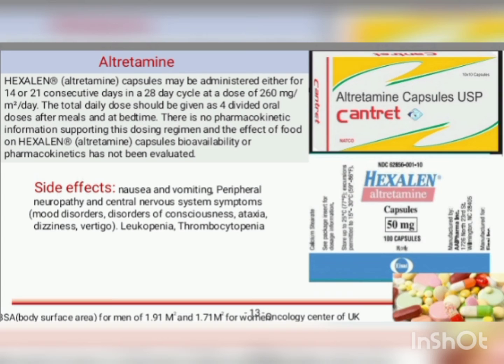pharmacokinetics has been evaluated. Altretamine is used to treat cancer of the ovaries that has not improved or that has worsened after treatment with other medication. Altretamine is a medication in the class of medications called antineoplastic agents. Side effects: nausea and vomiting, peripheral neuropathy and central nervous system symptoms, mood disorders, disorders of consciousness, ataxia, dizziness, vertigo, leukopenia, and thrombocytopenia.